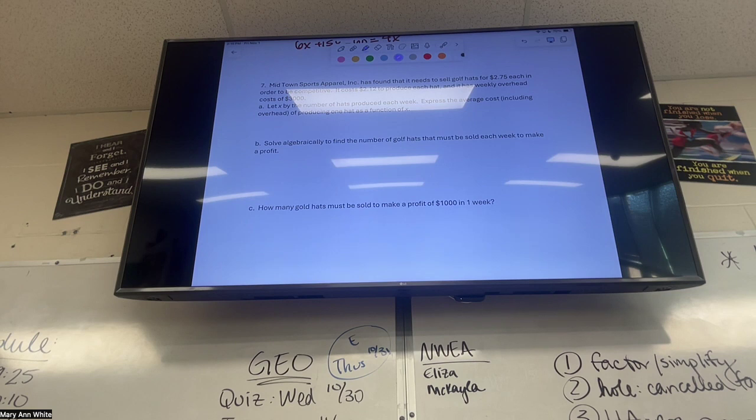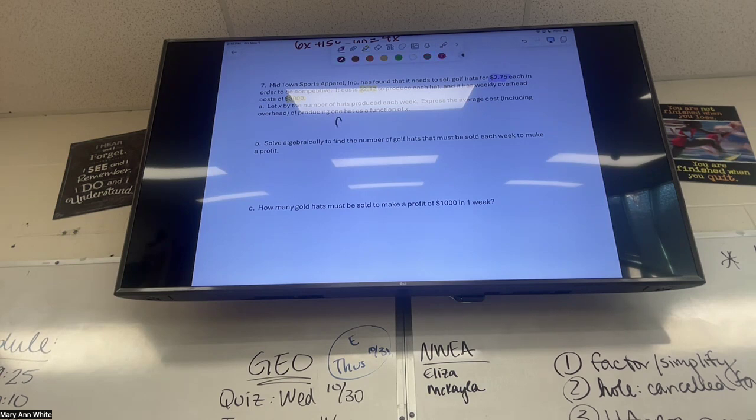All right, this one says Midtown Sports Apparel Inc. has found that it needs to sell golf hats for $275 each in order to be competitive. It costs $212 to produce each hat, and it has a weekly overhead cost of $3,000. So whether they sell one hat or whether they sell 1 million hats, it costs $3,000 a week just to run their business, rent their office space, whatever you want to call it. It says let X be the number of hats produced each week, express the average cost, including overhead, of producing one hat as a function of X.